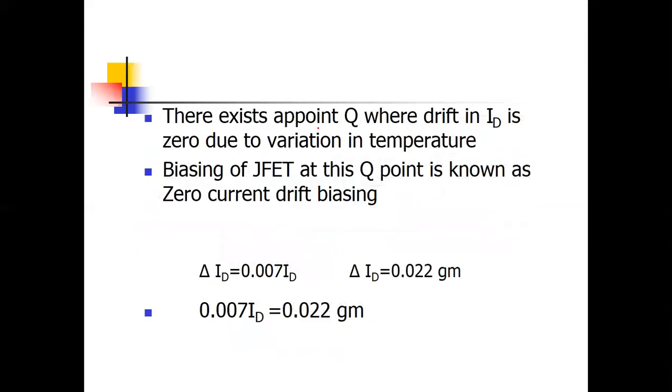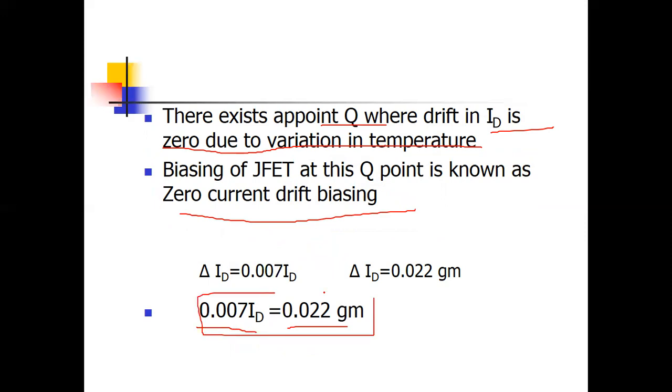We want a Q point, a point where the drift in ID is 0. Neither should the current increase nor decrease, whatever the temperature. The biasing of that point is called zero current drift biasing. Whatever the increment and the decrement, they should be equal. This was the decrement in current, this was the increment, but the net change should be 0.